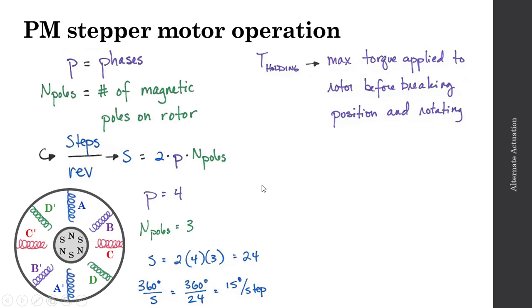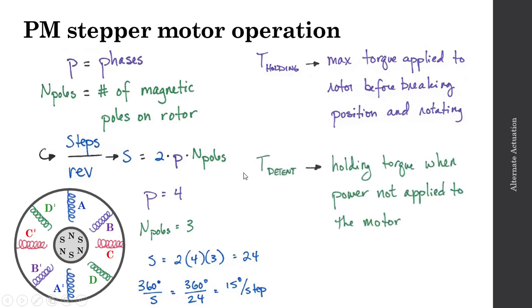So another important torque value to define here is what's called the detent torque. The detent torque is the amount of holding torque that the motor can provide when power is not applied to the motor. And this torque is a result of the magnetic attraction between the poles on the rotor and the poles on the stator. As a quick example of these torque values from a stepper motor, you might find a typical holding torque number on the order of 0.23 Newton meters, while you'll find a detent torque on the order of 0.016 Newton meters. So for this motor, the detent torque is an order of magnitude less than the holding torque, but it's still a significant amount of torque provided.